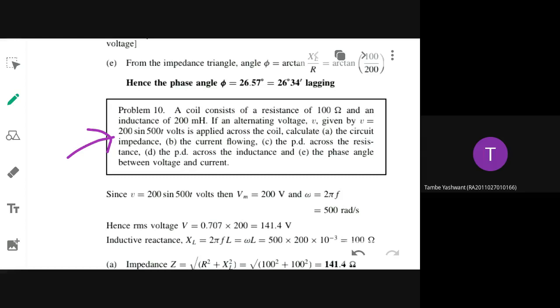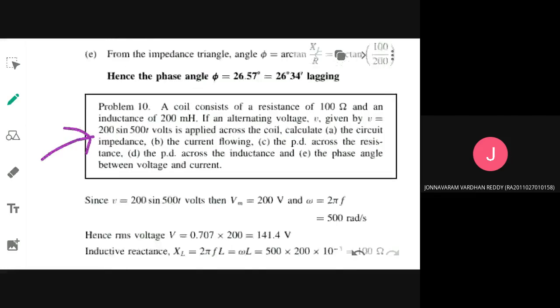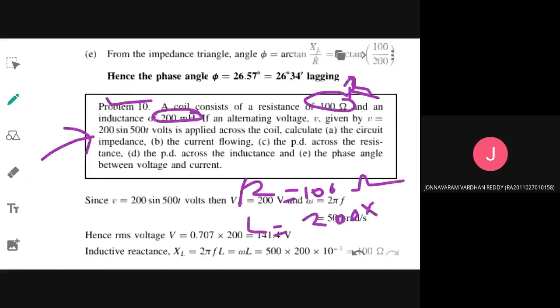What are the things that are given in the problem? Resistance is given, R. Inductance is given, that is L. R is equal to 100 ohm. L is equal to 200 millihenry, so into 10 to the power minus 3 Henry you have to put. Then what else is given?